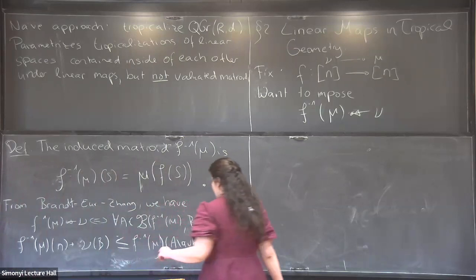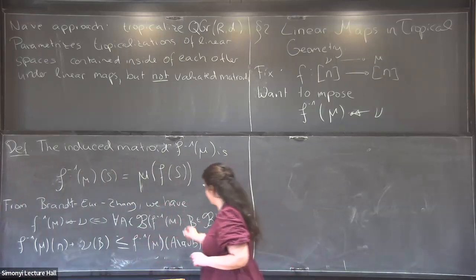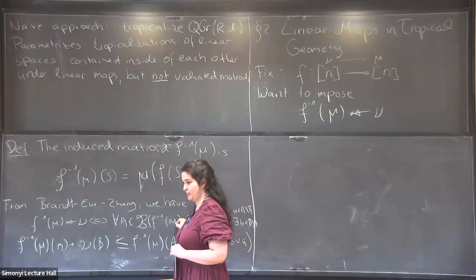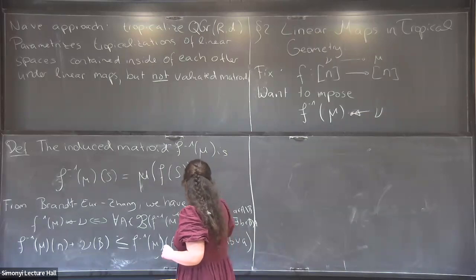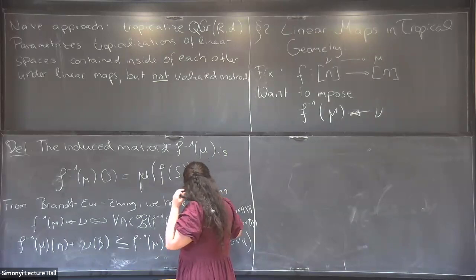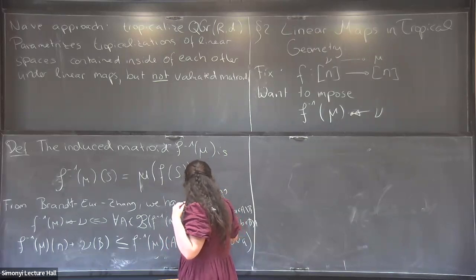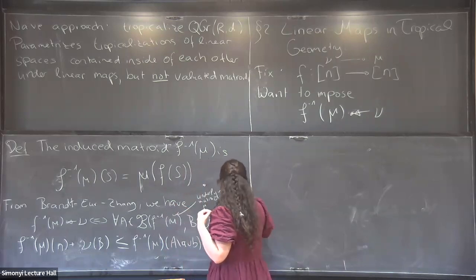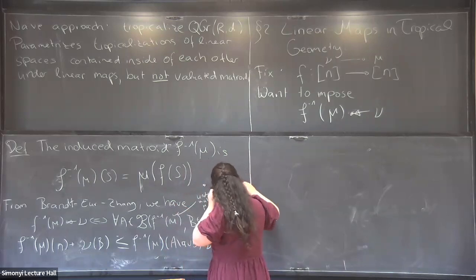So M and N are the underlying matroids of mu. Oh, I see. So the underlying matroid of F to the -1 of mu, and this one the same but for mu.